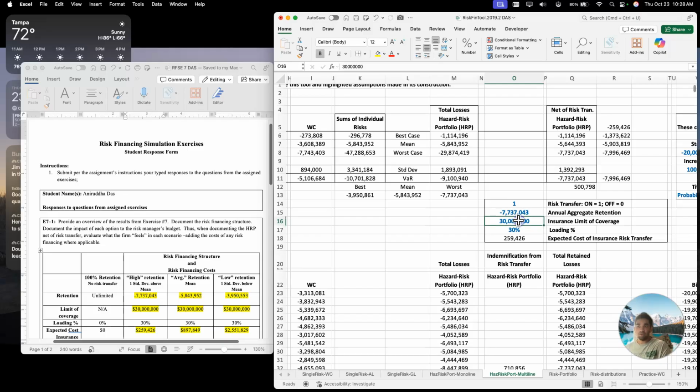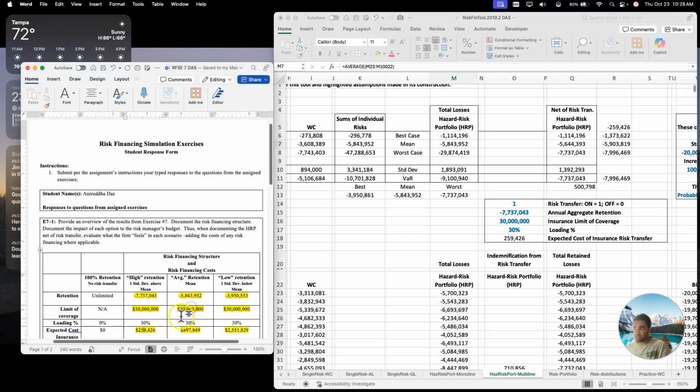You just need to have $30 million worth of coverage because you're targeting the left tail. You need to calculate the mean plus the standard deviation, or the mean minus the standard deviation, or just the mean. And then you just plug it in with the 30% loading percentage, and you get these expected cost of insurance.